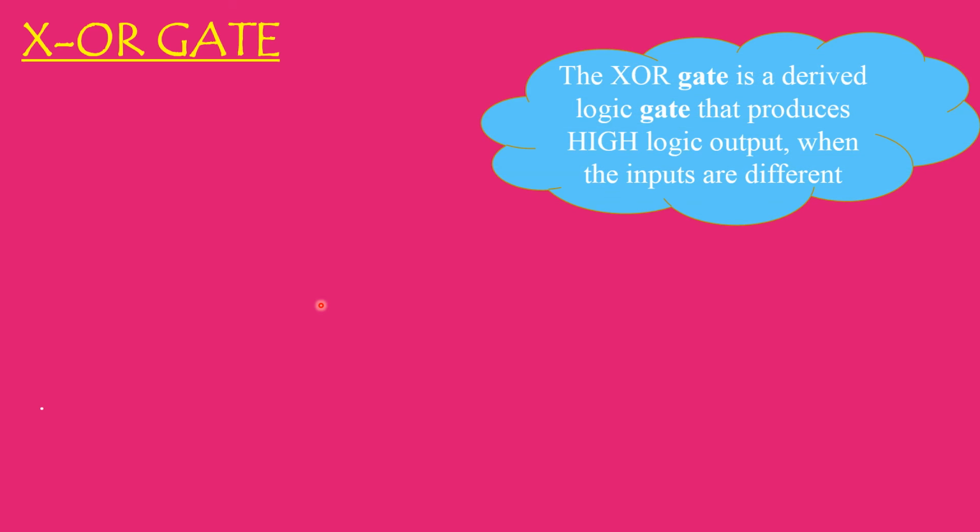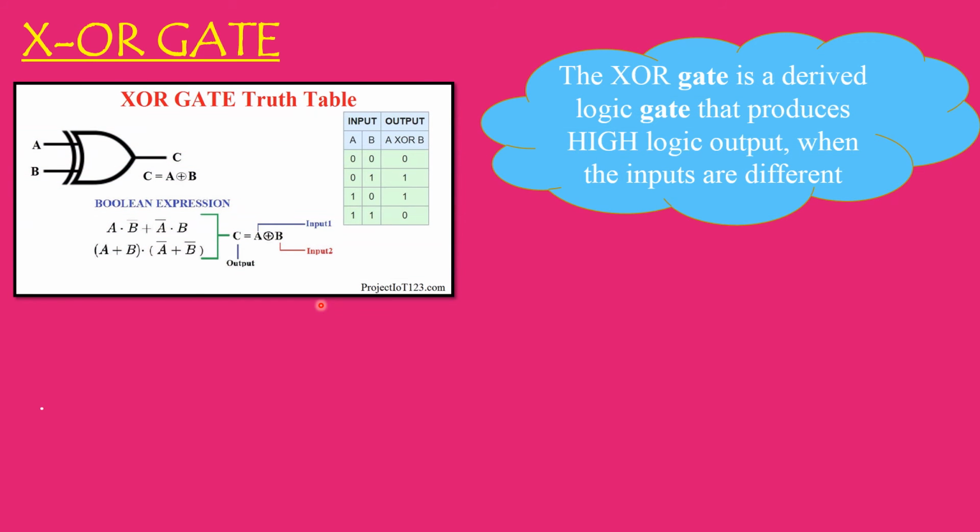So next comes your exclusive OR gate. At times they will write it as EXOR or sometimes just simply XOR like this. This gate performs the operation that it will produce a high output whenever your inputs are different. Whenever your inputs are different, you will have a high output logic. For other cases, you will have low output logic. So this is the logical function of your XOR gate.